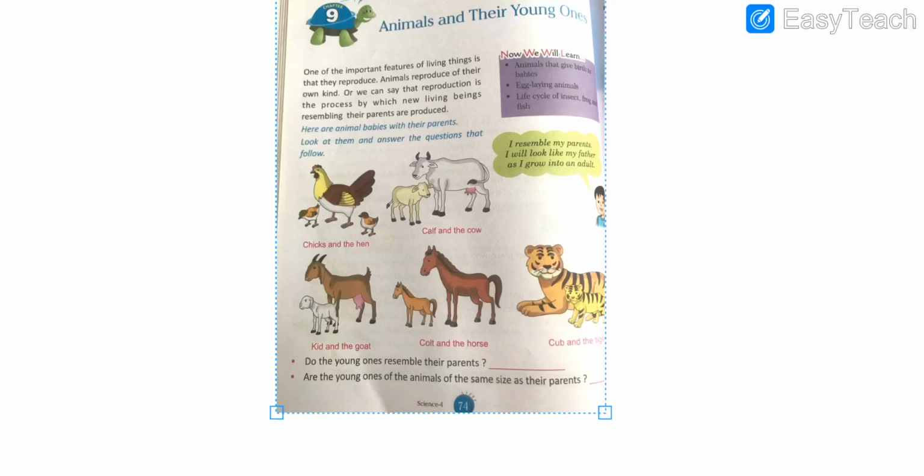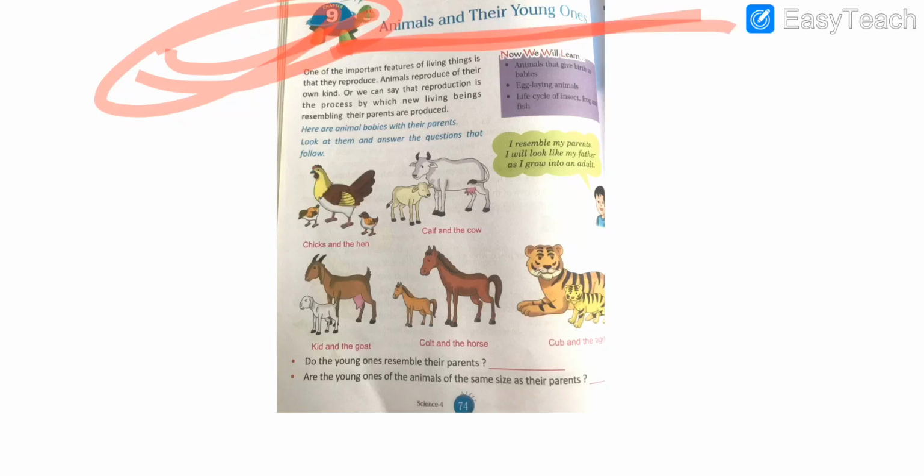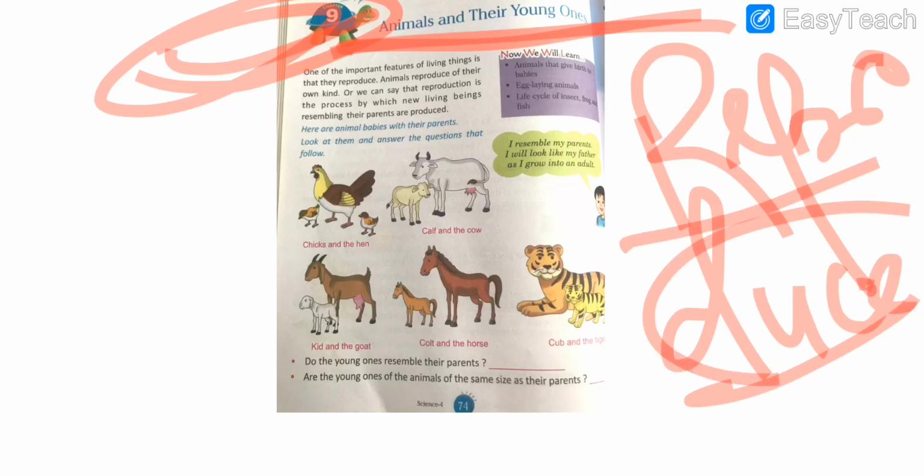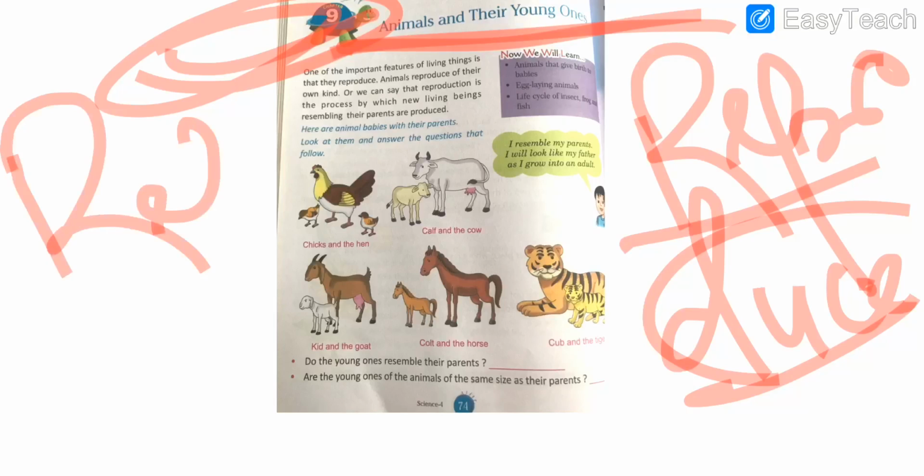This topic is for class 4th, and today we are going to start our next chapter, that is the 9th chapter, Animals and Their Young Ones. Students, in this chapter we will see how animals reproduce. But before moving to that, we have to see what is reproduction.